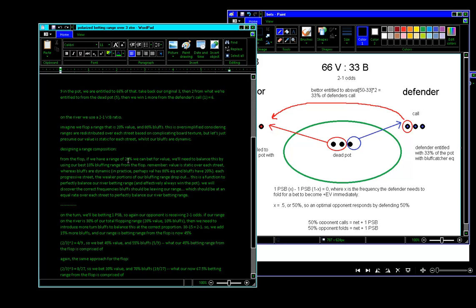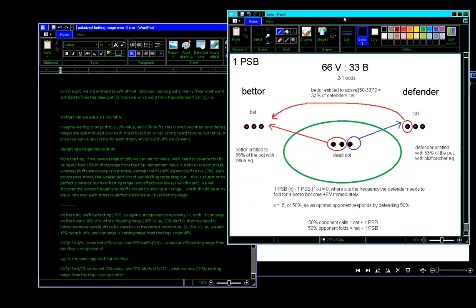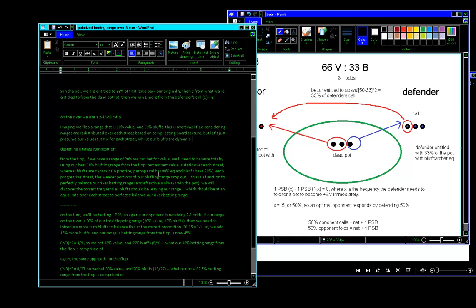So from the flop, if we have a range of 20% value, we can bet for value on the river. We'll need to balance this by using our best 10% bluffing range from the flop. And this is simply because we're betting 2 value hands for every 1 bluff hand. For 1 pot size bet, 66% value, 33% bluff. Remember, value is static over each street, whereas bluffs are dynamic. In practice, perhaps value has 80% equity and bluffs have 20% equity, which seems pretty realistic.